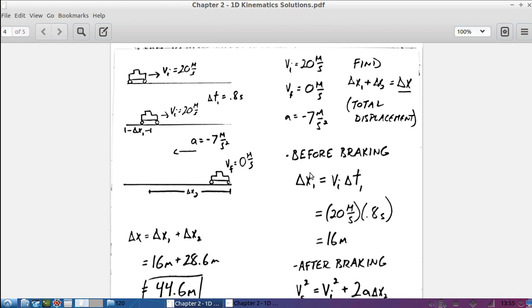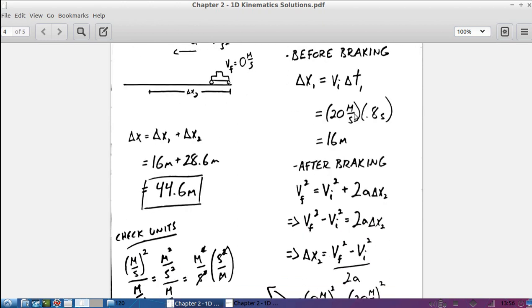Velocity's not changing for those first 0.8 seconds. So I use this equation right here. Delta x is v delta t. I've got a constant velocity, a time interval, meters per second times seconds. Seconds cancel out. I get meters, and I get a displacement of 16 meters.